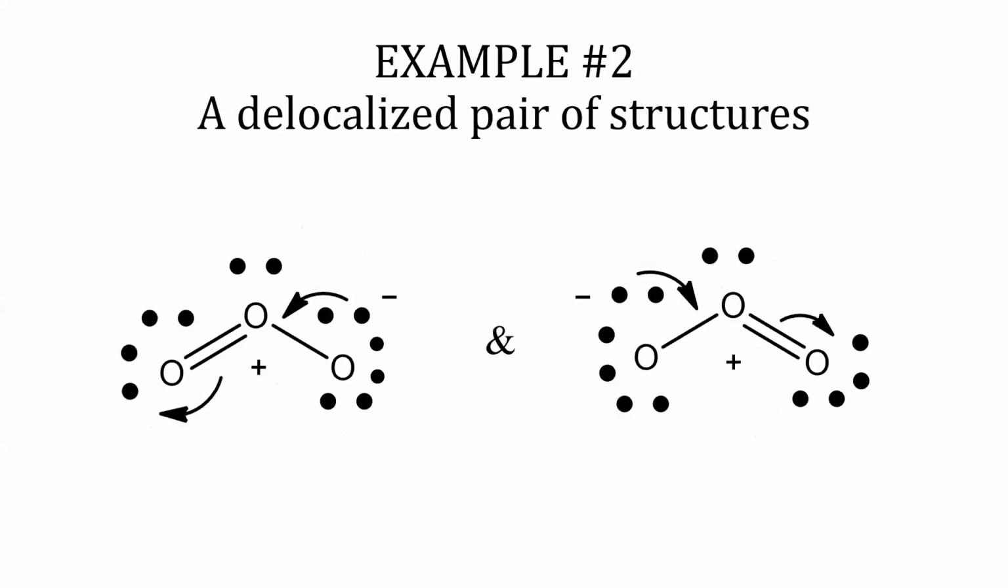This is an example of a delocalized pair of structures with the formula O3. In this pair of structures, they have one pi bond, which can be spread out over a longer region, and as a result, the bond length of both OO bonds is an average between an OO single bond and an OO double bond. As a result, the ozone molecule is an average of both structures.